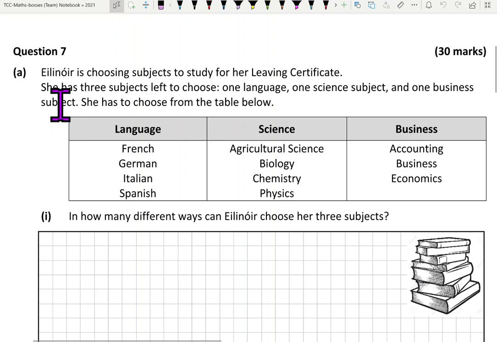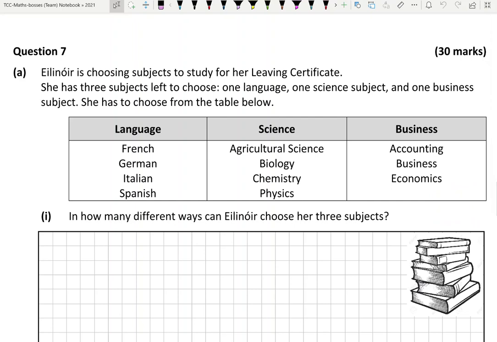Eleanor is choosing subjects to study for her Leaving Cert. She has 3 subjects left to choose: one language, from French, German, Italian, or Spanish; one science subject, ag science, biology, chemistry, or physics; and one business subject, from accounting, business, or economics. In how many different ways can Eleanor choose her subjects?